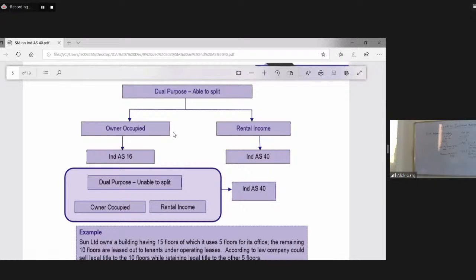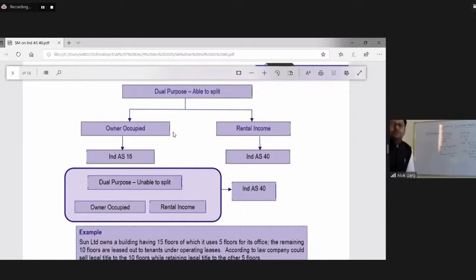If it is for dual purpose and unable to split between the owner occupied and rental portions, then it will be considered under IndAS 40 if the property, plant and equipment portion is not significant, and as PPE if the investment property portion is not significant. So that is there in the standard. Understood?